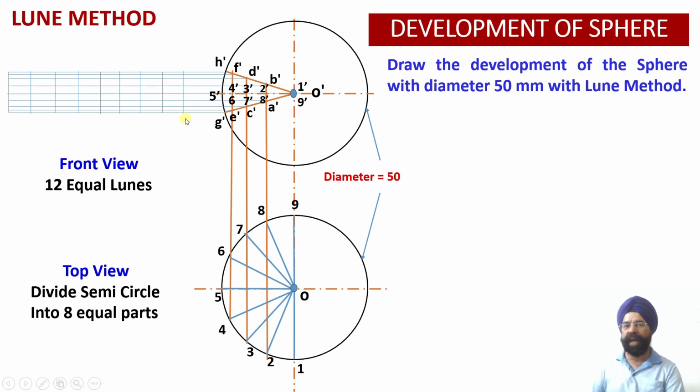Now I am going to mark all these points. Please check. Point number 1, point number 2, point number 3, point number 4, point number 5, point number 6, point number 7, point number 8 and point number 9. So total 8 arcs are there, 8 segments.